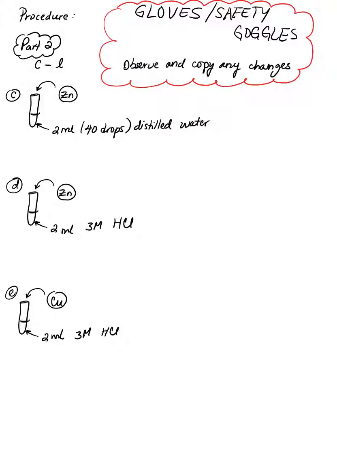For letter D, you're going to do the same, but now you're not using 2 milliliters of distilled water, you're using 2 milliliters of hydrochloric acid with a concentration equal to 3 molar. So make sure that you check the label, that it's hydrochloric acid, and the concentration is the correct one. For letter E, you're still using 2 milliliters of 3 molar hydrochloric acid, but now instead of adding zinc, you're adding copper. So we have already 3 test tubes with 3 different possible combinations.